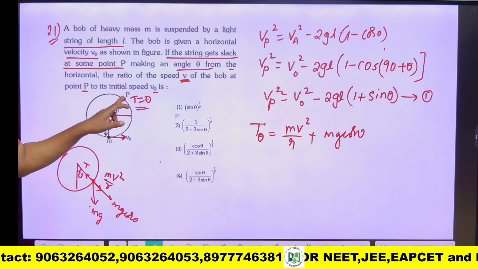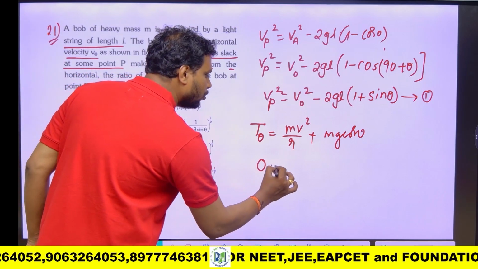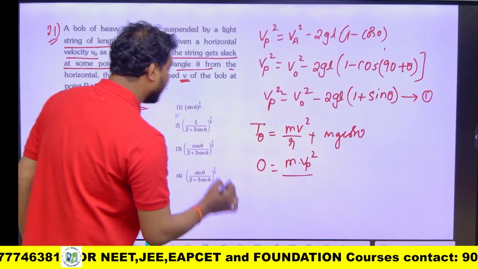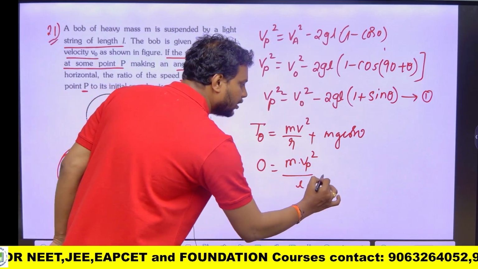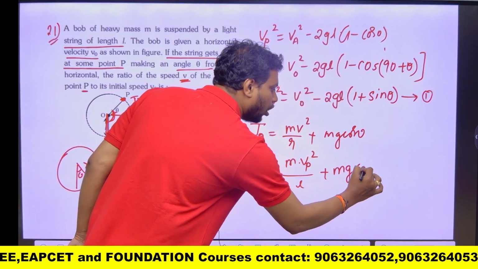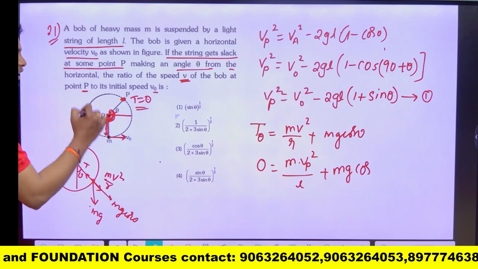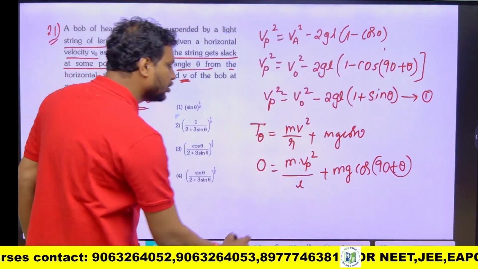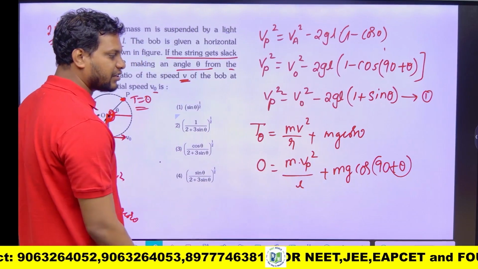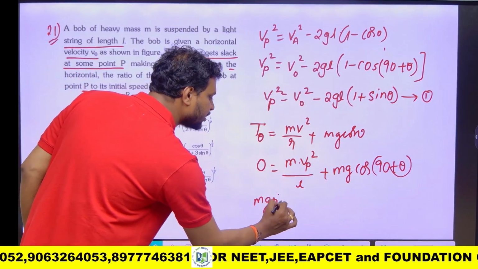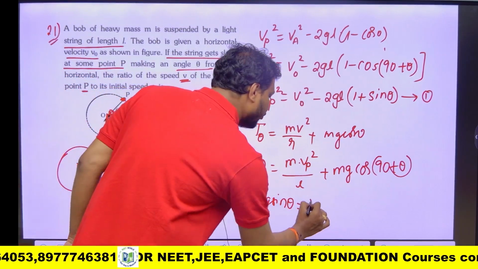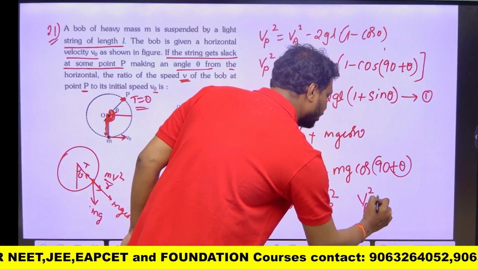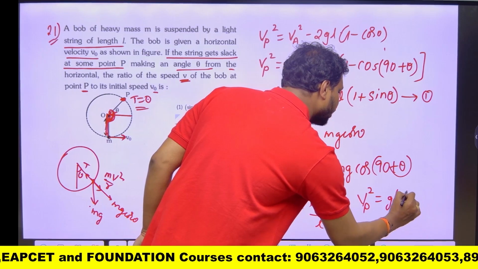Then tension at this point is taken as 0. If tension at this point is 0, which is equal to m into, at this point velocity is taken as Vp square by r, and r is nothing but length L, plus mg into cos, once again the theta value will be 90 plus theta. Cos 90 plus theta is minus sin theta. So I'll bring this minus sin theta to the left hand side, mg sin theta, which is equal to mvp square by L. Then cancel m and m. Then velocity at any point Vp square is equal to g into L into sin theta.